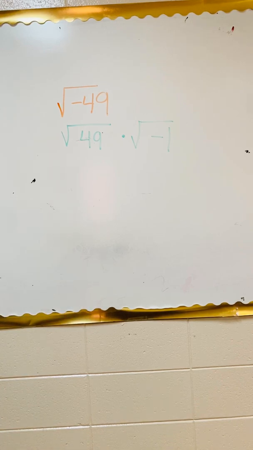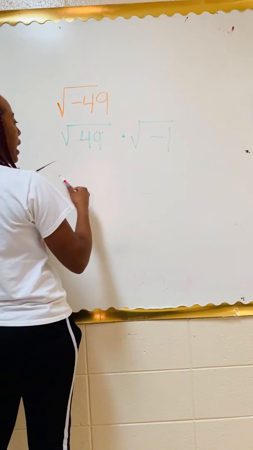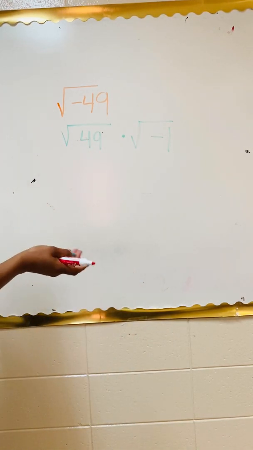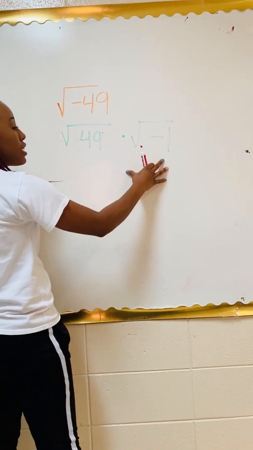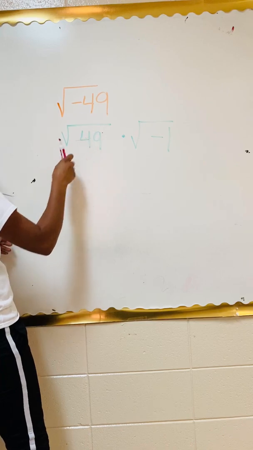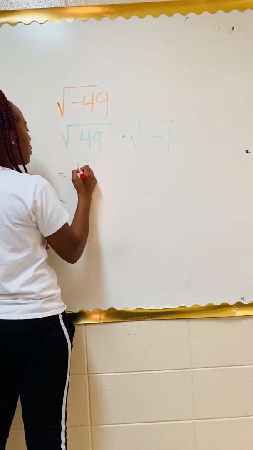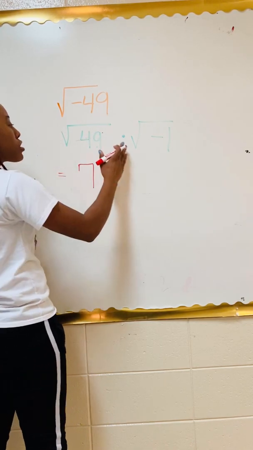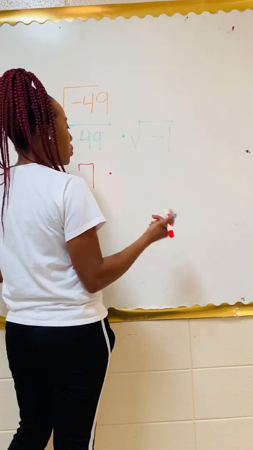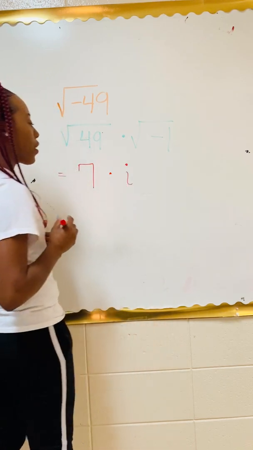All right. Now the reason why I chose these two numbers is because you want to make sure that you do not change the actual problem. If I go back and multiply the square root of 49 times the square root of negative 1, it's going to give me the square root of negative 49. So now I'm going to simplify both of these separately. The principal square root of 49 is equal to 7. And then the principal square root of negative 1 is going to be equal to i. All right?